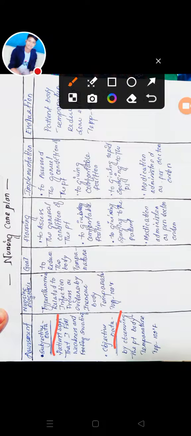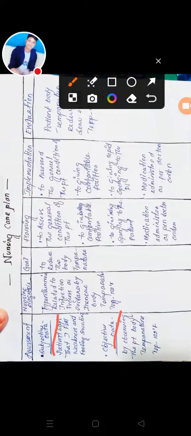Is it clear? Do you want the explanation again? Just put it in the comments. If it is clear, I am going to the next step. Subjective data means what the patient says, what the patient complains of, like I have a fever, I feel pain in the leg, since night I am not able to sleep, I am not able to eat food properly. Like this, what the patient complains of, you write in subjective data.